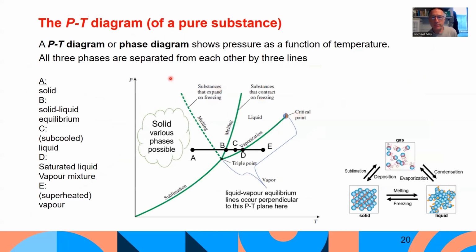And this is the PT diagram once again. If we were to draw a line of constant pressure at atmospheric pressure, we would see that this would be the freezing point for water. This would be the boiling point for water, but this would be the freezing point for other substances.